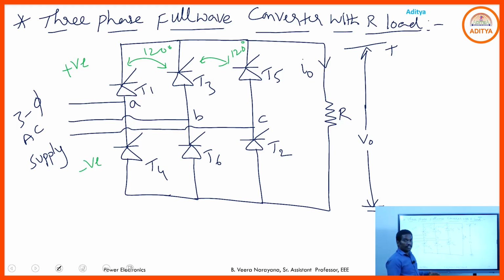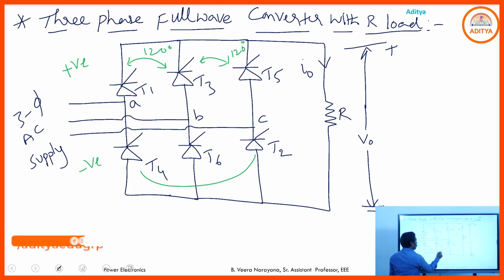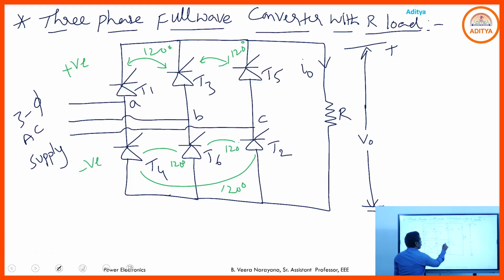Coming to the negative group SCRs, 2, 4, 6, 2, 4, 6. The phase difference between two consecutive negative group SCRs, between T2 and T4, is 120 degrees. Between 4 and 6, 120 degrees. Again 6 and 2, 120 degrees. Like this.